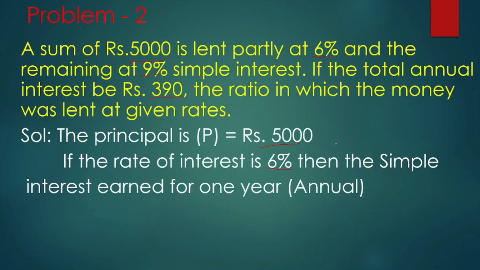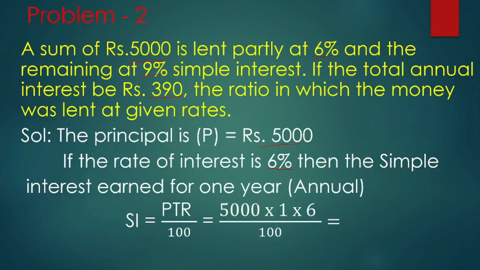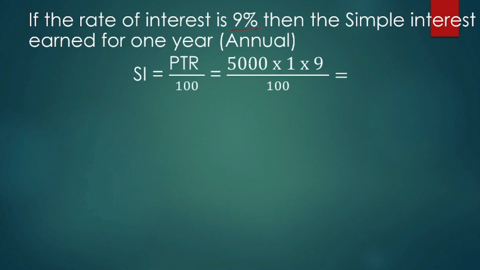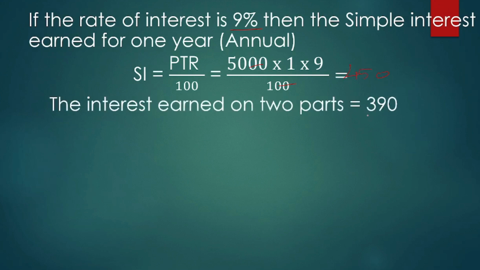If 5000 is lent at this interest for a year, then the simple interest earned on the 5000 will be PTR by 100, that is 5000 into 1 into 6 by 100. The two zeros cancel, 6 0 remains, 6 5s are 30, 300. In case the 5000 is lent at 9%, which is mentioned for the second part, then the simple interest will be 5000 into 1 year into 9 by 100. Two zeros cancel, 9 5s are 45. It is 450 rupees. But the interest on the two parts earned per year is 390.